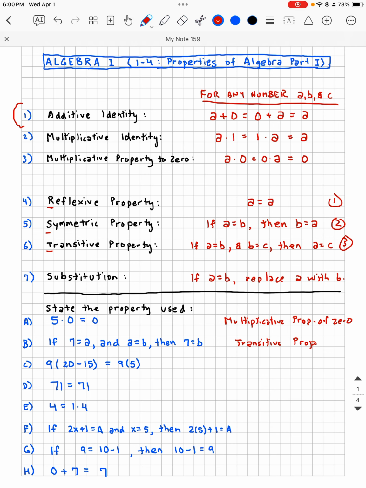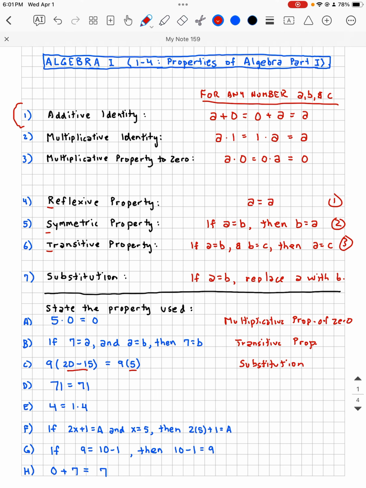Part C, this one's a little bit hard to see. You'll see that we have 9 multiplied by 20 minus 15, and then we have 9 multiplied by 5 as a result. Now, if you notice, 20 minus 15 gets replaced by 5 right there. That is basically a substitution, because you're replacing 20 minus 15 with something simpler, which is 5. Like it says, if A is equal to B and A is then replaced with B, then that's your substitution. So in our case, we're going to write it out: substitution.